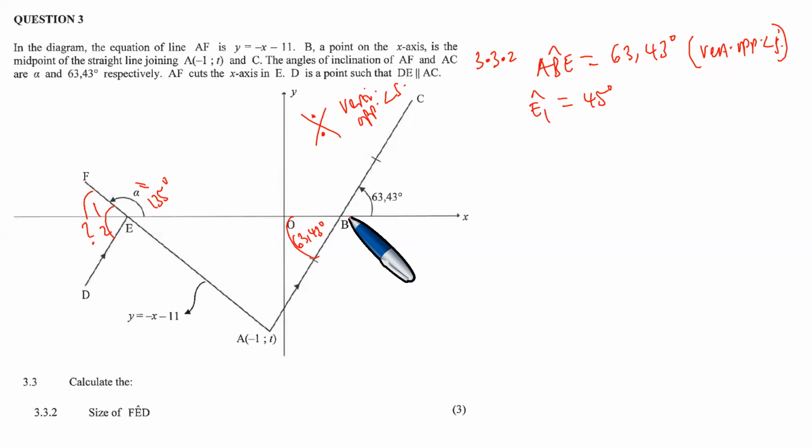But also, let's just say this one is 45 degrees because of the angles on a straight line. They are adjacent angles on a straight line. Okay, so they are adjacent angles on a straight line here.